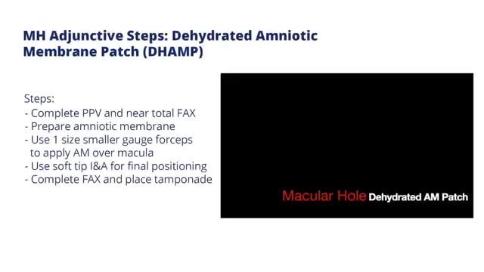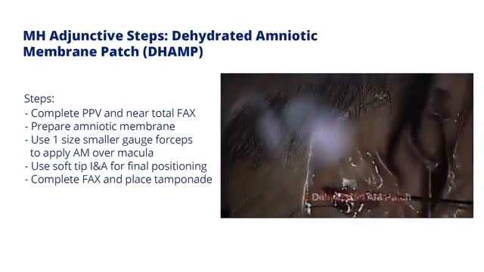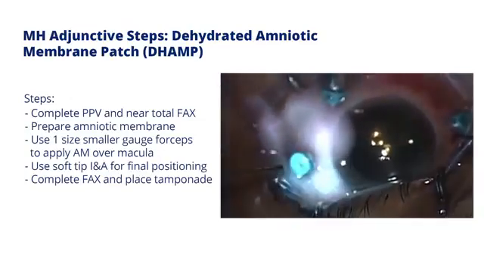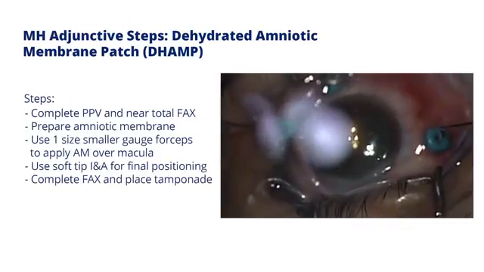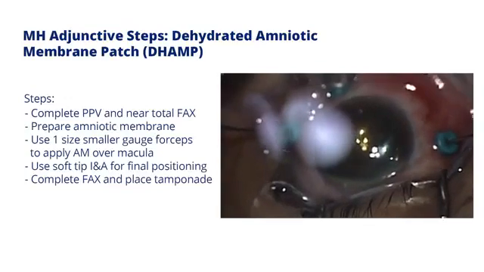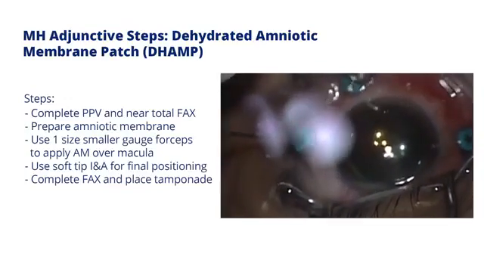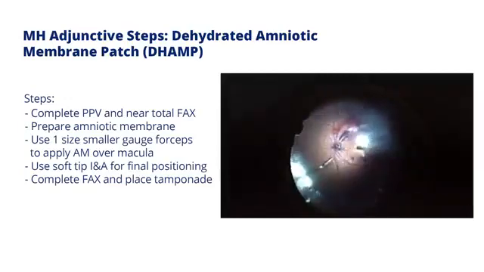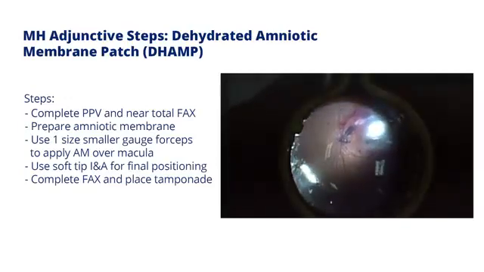So after staining the amniotic membrane, we use a one-step smaller gauge retinal forceps to grasp the membrane and insert it easily through the trocar into the vitreous cavity. The amniotic membrane is then gently laid down on the fluid surface after completing near total fluid air exchange.